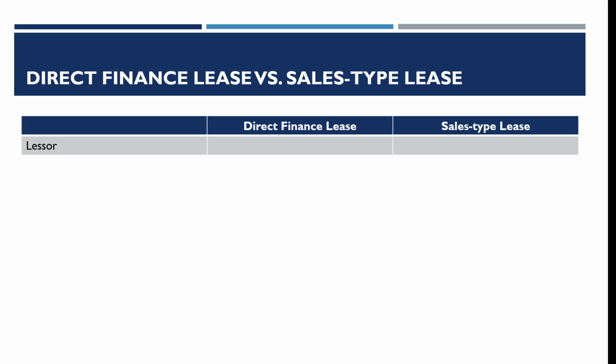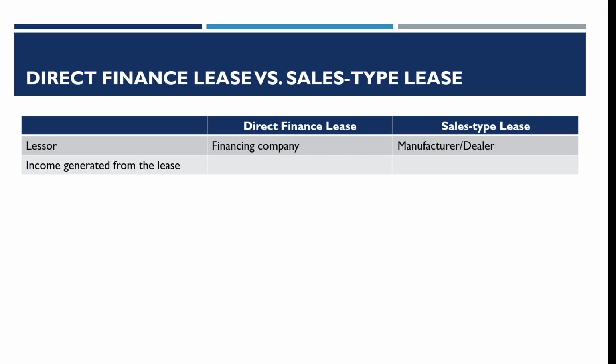First, sino ba ang lessor under these 2 classifications of finance lease? Under direct financing lease, the lessor is a financing company. An example would be a bank. Doon naman kay sales type lease, the lessor is the manufacturer.